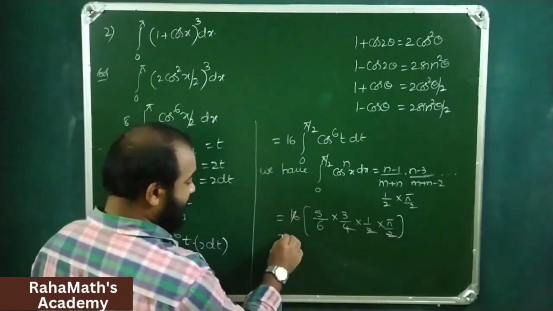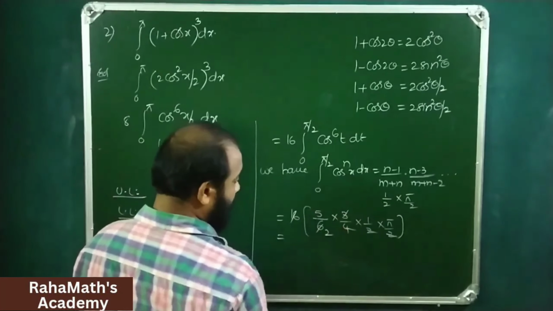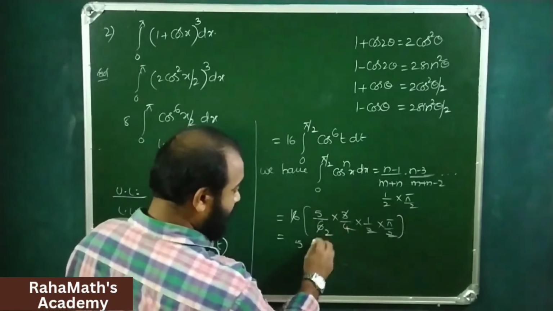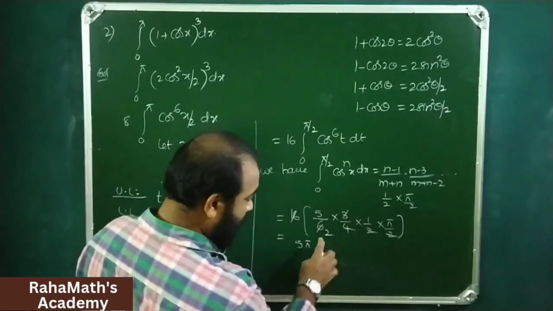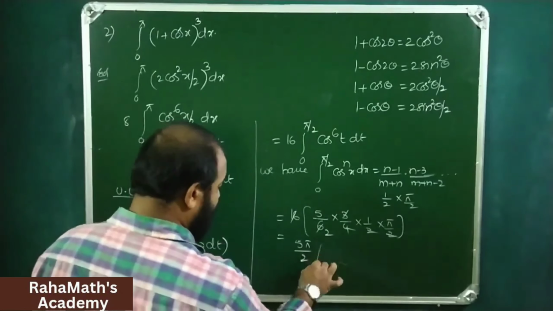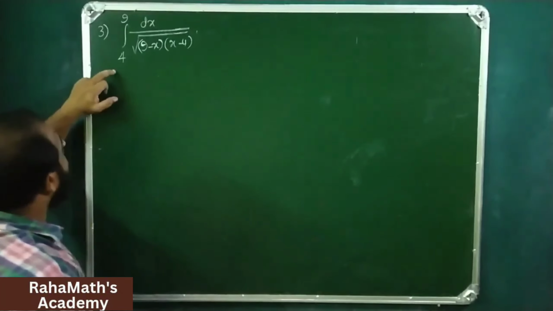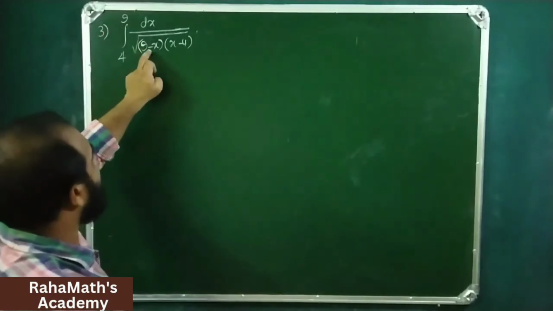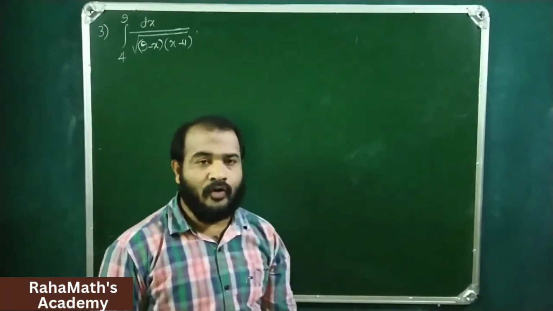16, 16 gets cancelled. So this is 3 2s are... So 5 pi by 2 is the final answer. Next problem: integral 4 to 9 dx by square root of (9 minus x) into (x minus 4).